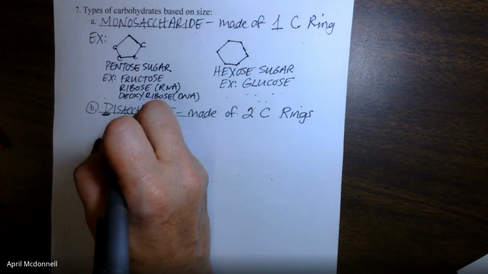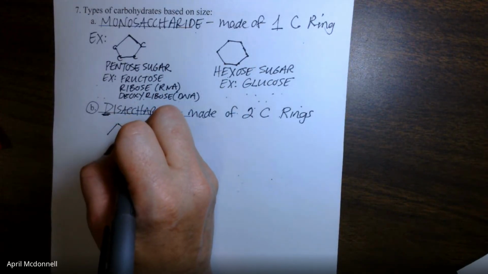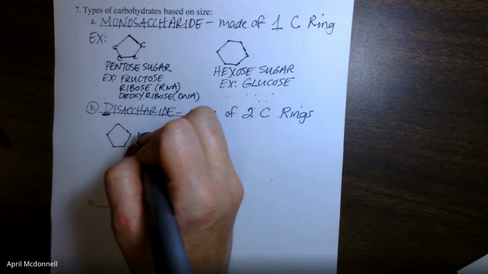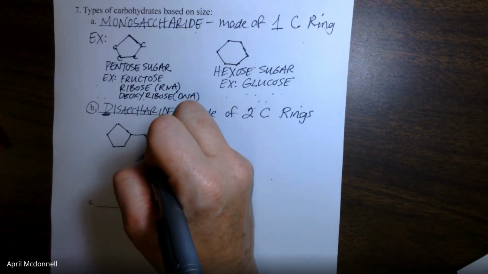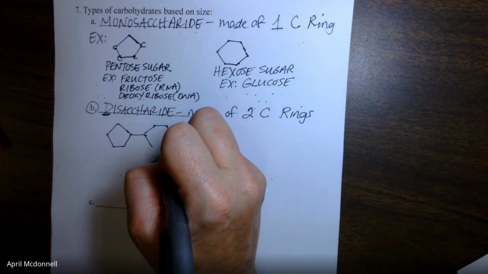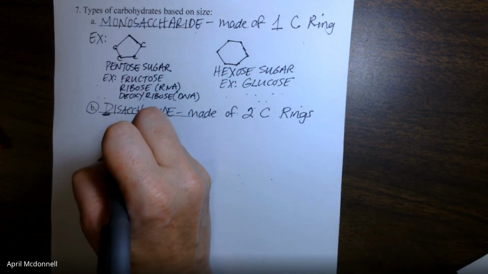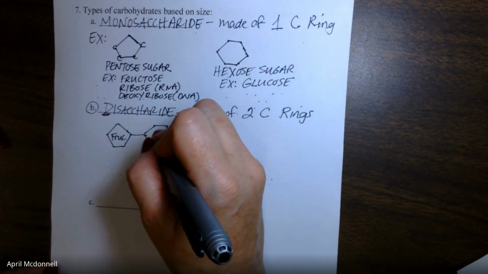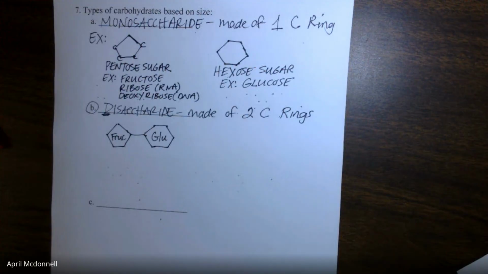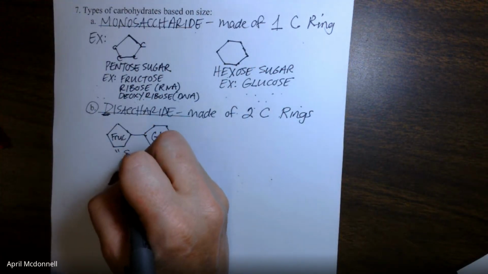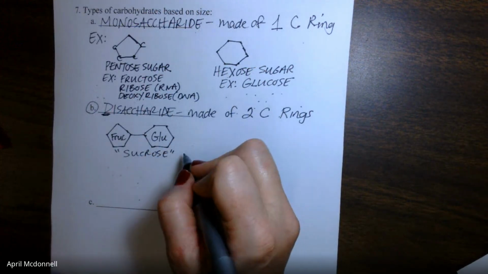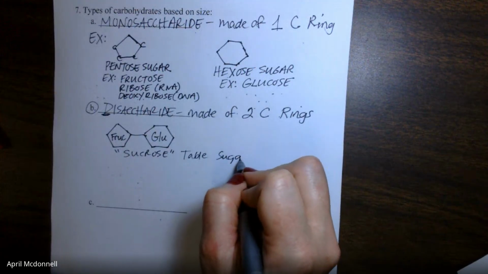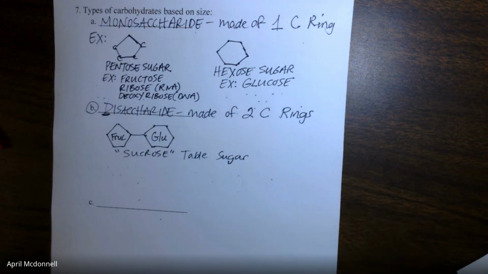So let's take the pentagon that we just drew up there, we'll redraw it, and we will connect it to the hexagon that we drew in the previous problem. So the pentagon is going to represent fructose, and the hexagon is going to represent glucose. And when you connect them together, you make a substance called sucrose, which is table sugar. This is an example of a disaccharide, and your lab manual has other examples of disaccharides, so you should keep an eye out for them in the biochemistry lab.